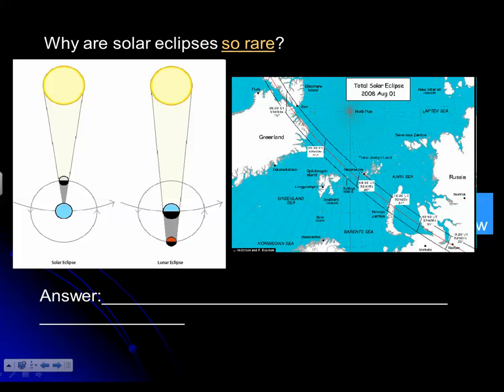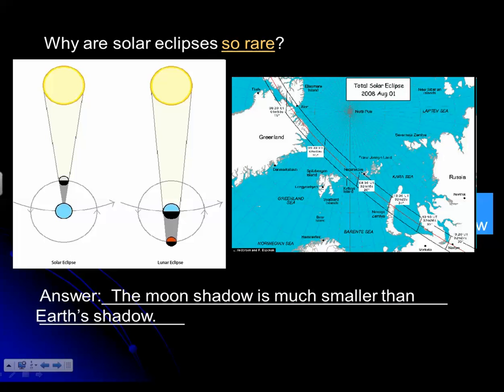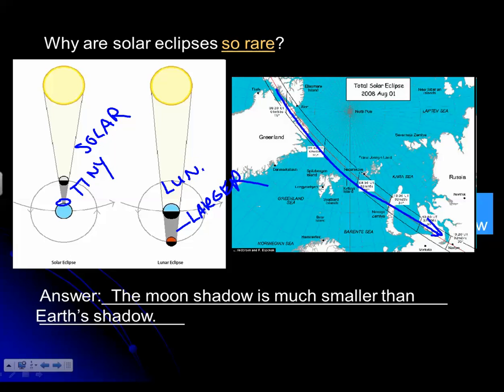And why are they so rare? The answer, very, very straightforward. The moon's shadow is much, much smaller than the Earth's shadow. And so you only get these like tiny areas right here where you actually see the eclipse. And you can see it here. Tiny shadow versus a larger shadow. And this is the solar eclipse, and this is the lunar eclipse. So definitely it's a common sense thing. I mean, the Earth's a lot bigger than the moon.